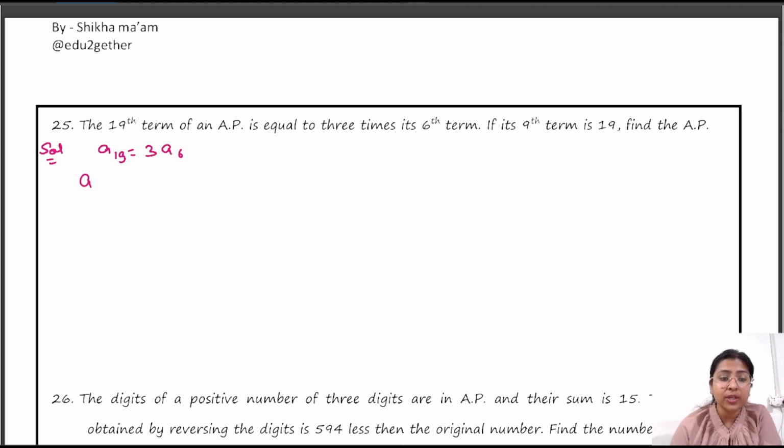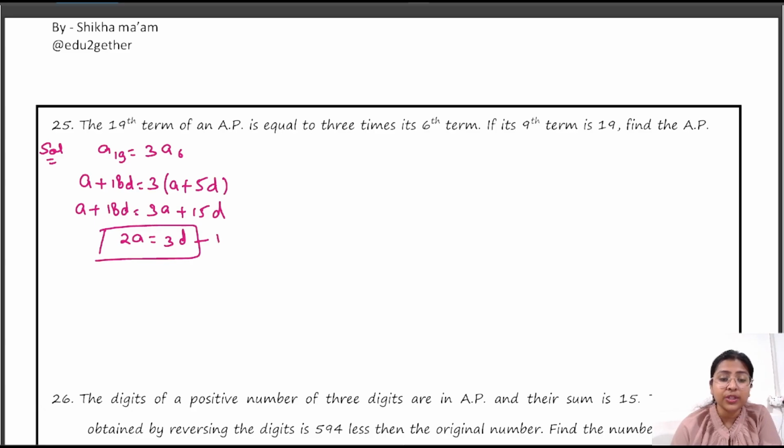So A19 can be written as a plus 18d is equal to 3 into (a plus 5d). Simplify this, you will get a plus 18d is equal to 3a plus 15d. From here you will get a relation between a and d, that is 2a is equal to 3d. Make this equation number 1.